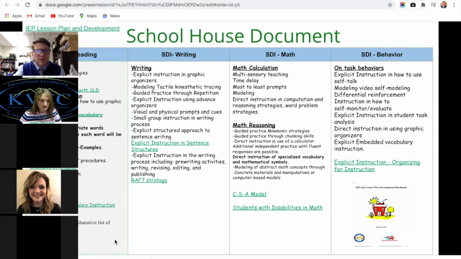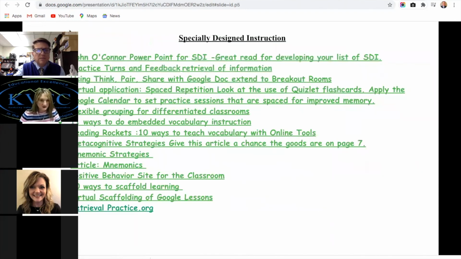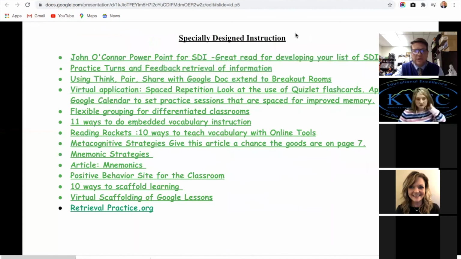Let me just really quickly jump over here to the resources page. We have several linked resources here with strategies. There are reading strategies, writing strategies, and math strategies. Lots of talk about specially designed instruction, practice turns, and feedback and retrieval of information.